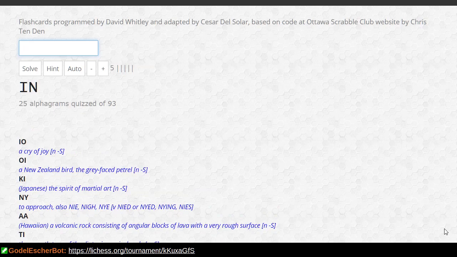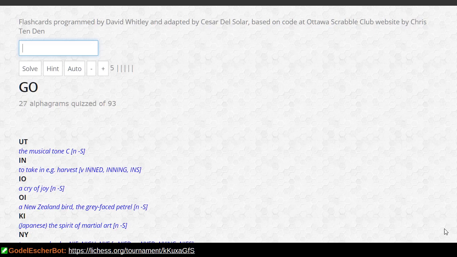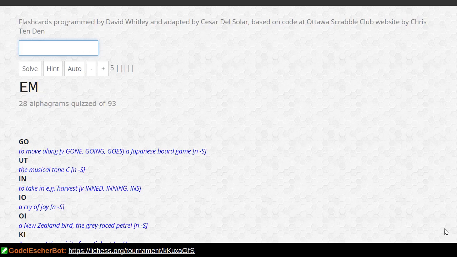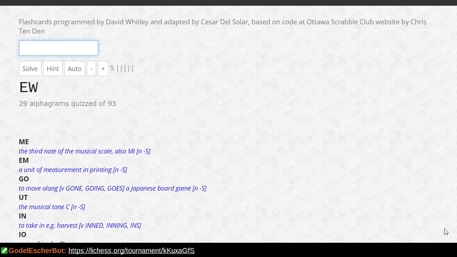All right, in is a word. I've tried ni quite a few times. Ni is not valid. Ut is one of the solfege. Yep. We know go. The letter M and the word me. Oh, that's right. If you've done any amount of CSS, you've probably seen M as a measurement in printing, but it's not just a CSS thing. Anyway, so yeah, me. Well, okay, yes, it does have that definition. It's also me, but it's me.